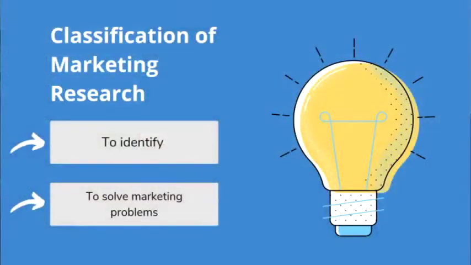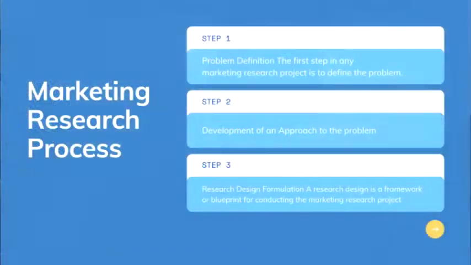The next one is a classification of marketing research. The definition states that organizations engage in marketing research for two reasons. The first one, to identify, and the second one, to solve marketing problems. This distinction serves as a basis for classifying marketing research into problem identification research and problem-solving research. Next one is the marketing research process.